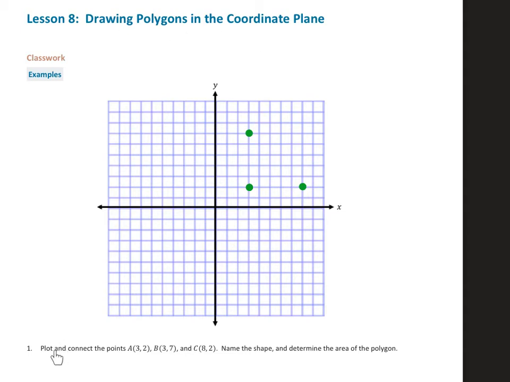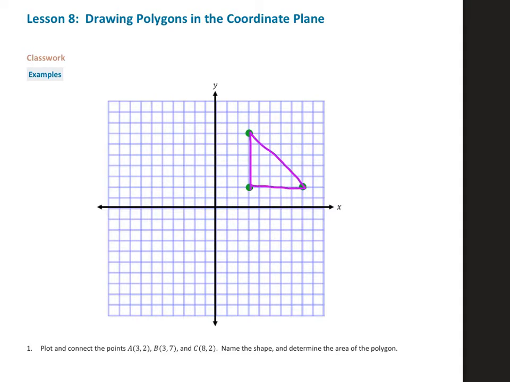So this one's pretty obvious, but you can see I've got the points plotted from down here. If I were to connect them, what shape would that be? Obviously it'd be a triangle. Now to find the area, remember all I need is the base and the height. So let's go ahead and connect the sides. Look how beautiful that is.